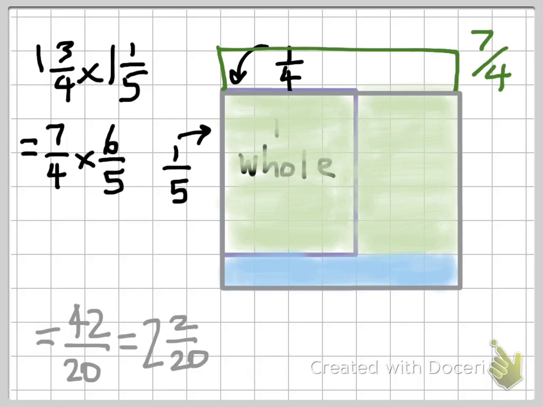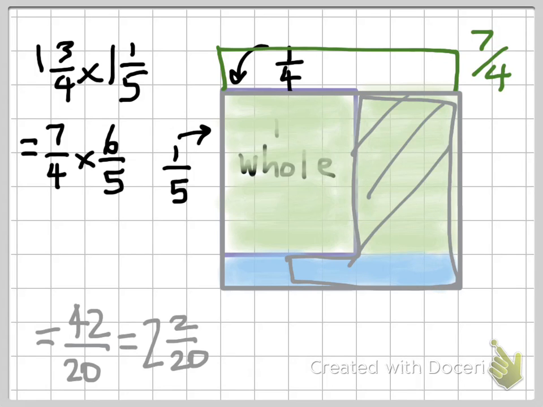I can actually see this from my picture. I have my one whole, which is filled in with 20 squares. If I add another 20 squares, that would represent a second whole. I can do that by filling in this much of my diagram. So all of this is 20 squares and so represents another whole.